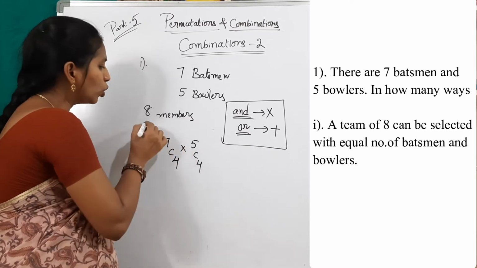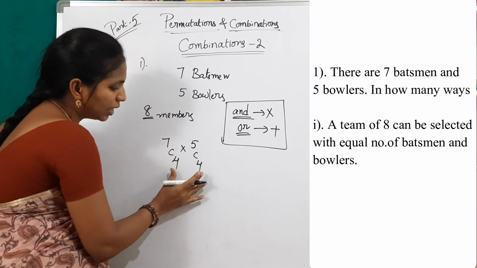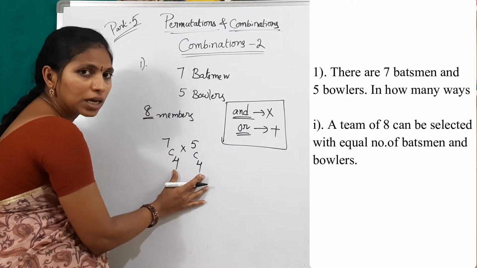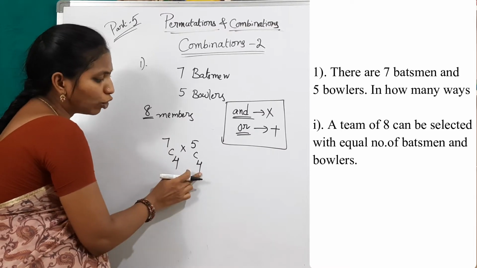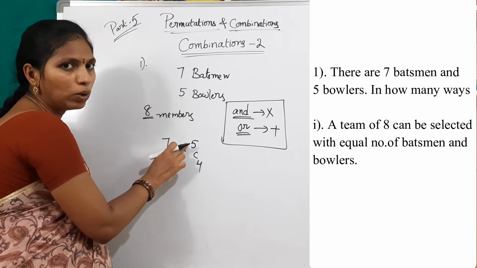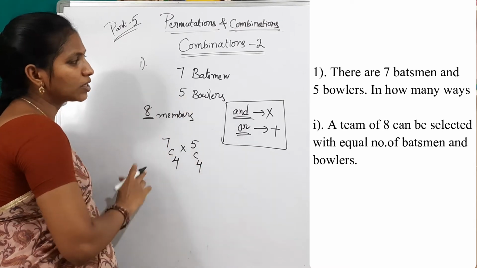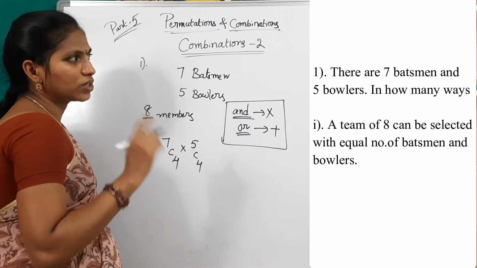Here we should select a total of how many members? 8 members. 4 members from 7 batsmen and 4 members from 5 bowlers. This is the result for the first sub question in the first question.